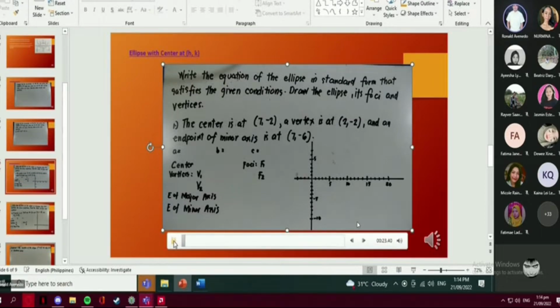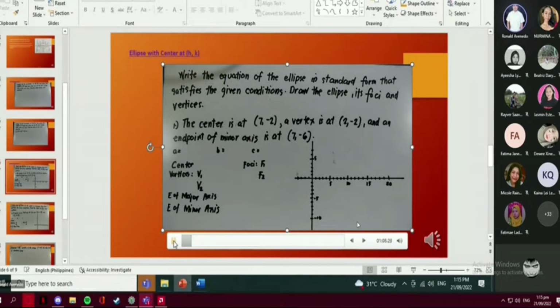And an endpoint of the minor axis is at (7, -6). We need to graph an ellipse. We need the values of a, b, and c, then the center, the foci, the vertices, the endpoints of the major axis, and the endpoints of the minor axis. Later on, if we need to solve for the directrices, then we will find the equation of the directrices.